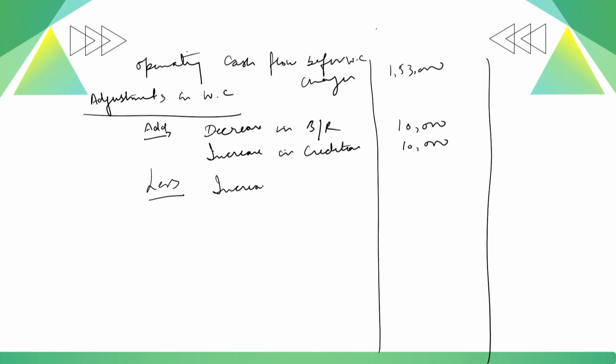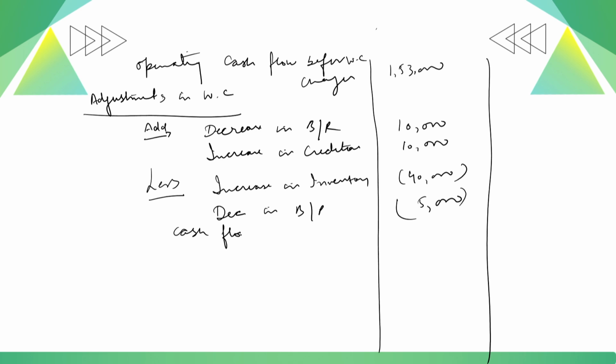These two figures will be added to this adjustment, and then we deduct amounts like increase in inventory, 40,000. So I am putting it in the bracket. Then decrease in bills payable amounting to rupees 5,000. Now we reach the figure of cash flow from operating activities, which is coming to the figure of 1,23,000, and out of this we will deduct the tax paid in this question.